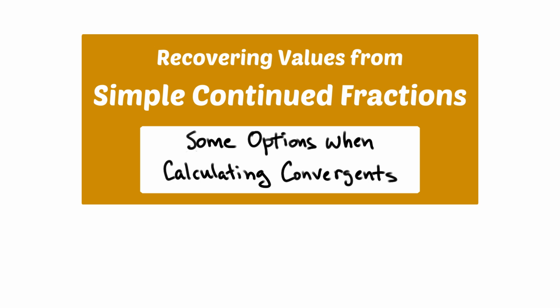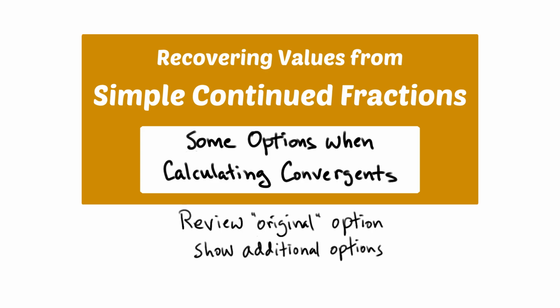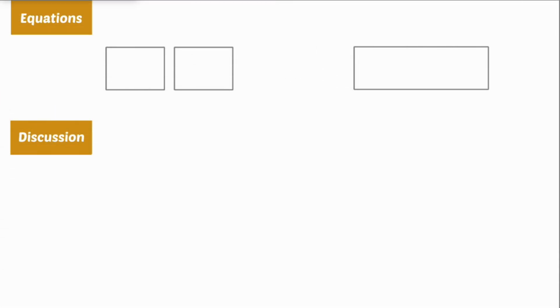This video is about the process of calculating convergence. We'll give some options. We'll review the process we discussed in another video, and then show these additional options. And we'll discuss the new options a little. Let's get started. In our previous video about calculating convergence, we discussed three sets of equations, and depending on the value of the subscript k, you can use one of the sets.